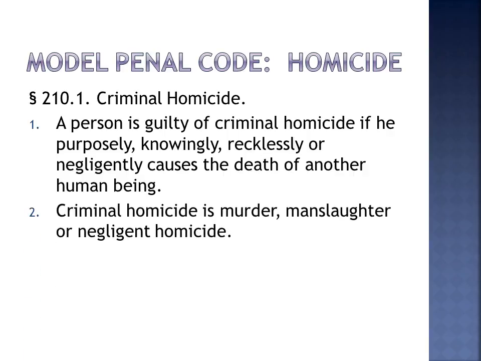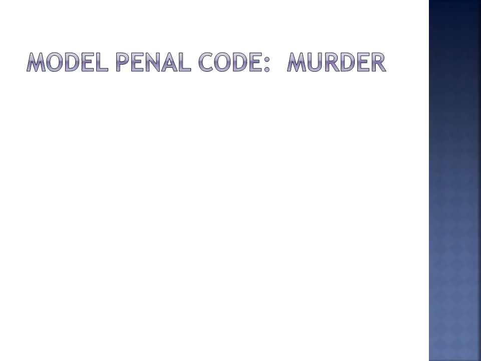The three types of criminal homicide under the Model Penal Code are murder, manslaughter, and negligent homicide. You will notice that there is no such thing as first, second, third-degree murder under the Model Penal Code. There is no such thing as voluntary and involuntary manslaughter. We'll see that some states, such as Pennsylvania, have those classifications, but the Model Penal Code doesn't. The only types of criminal homicide under the Model Penal Code are murder, manslaughter, and negligent homicide. Now, for the specifics.